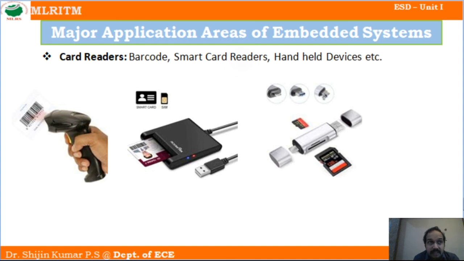Then fingerprint scanners and biometric systems are available in our college, staff biometric systems. Then handheld devices: we can take a card reader, connect any cards or memory devices, and read the card. These are all embedded systems, and all of these consist of hardware and software. 80% of the electronics items that we are seeing are what? Embedded systems.